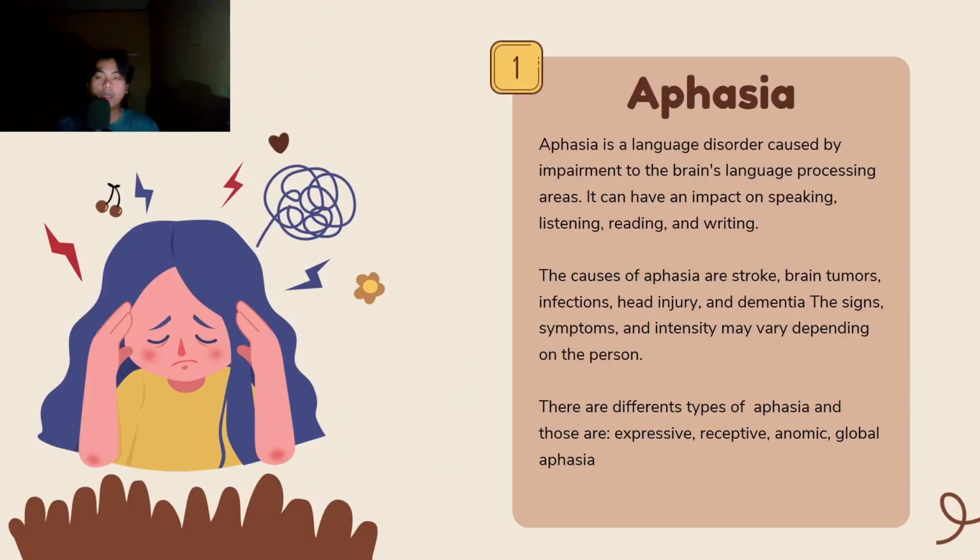Moving on, we have aphasia. Aphasia is a language disorder caused by impairment to the brain's language processing areas. So, there are different causes of aphasia. The most common is stroke, second is brain infections, head injuries, and dementia. Well, the signs and symptoms and intensity may vary depending on the person.